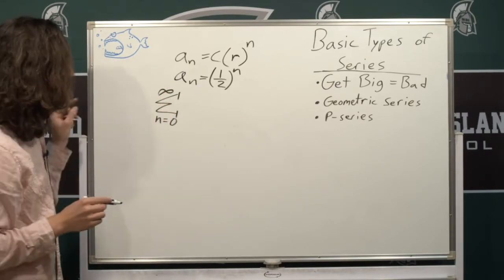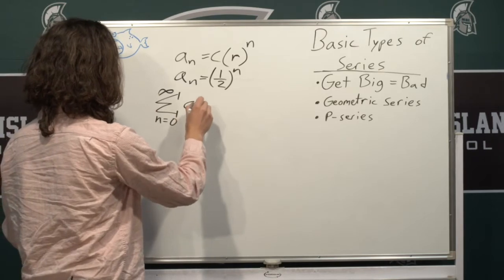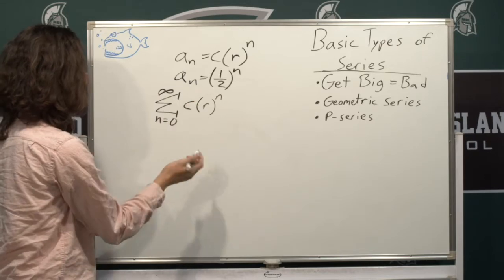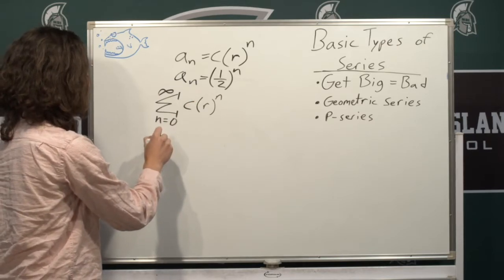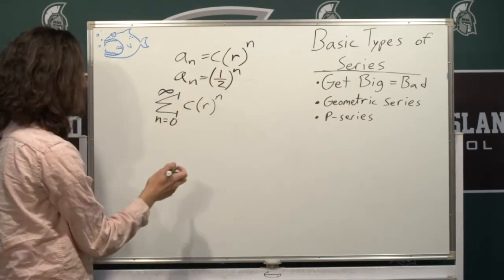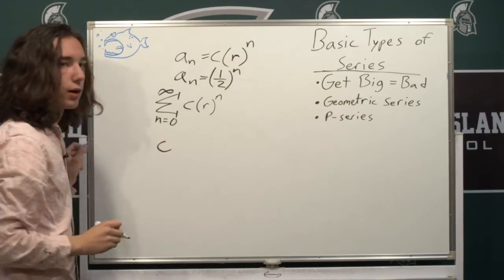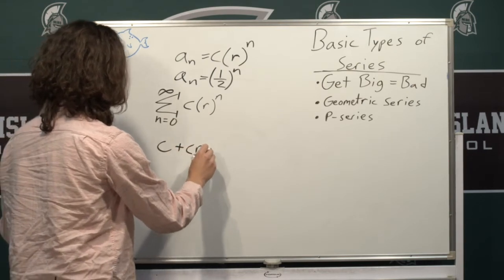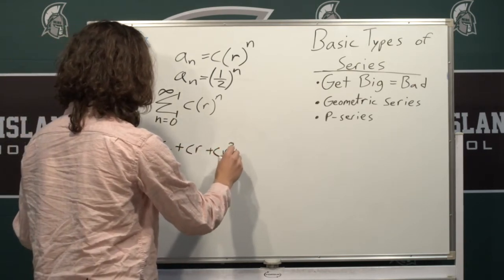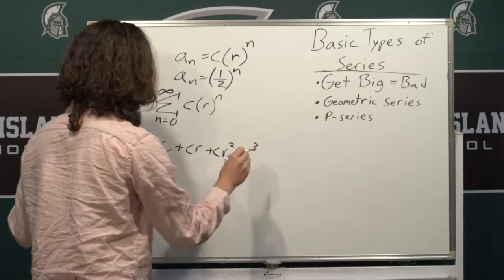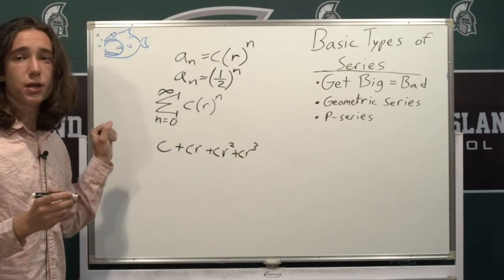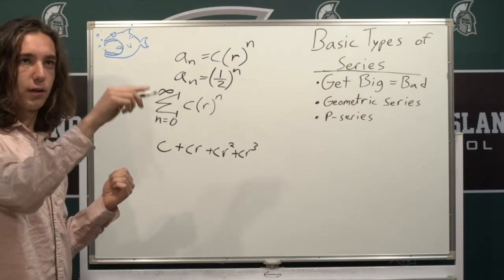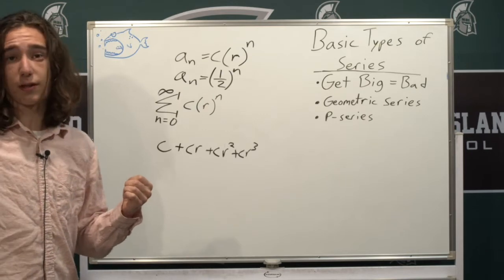The sum of the series from n equals 0 to infinity of some constant times the ratio to the nth power. And as in the case of 1/2, if we write it in our general term, it's going to look like our constant plus our constant times r plus our constant times r squared plus our constant times r cubed. And so the sequence is just increasing by a power of r every time. You're multiplying r to each term of the series to get to the next term.